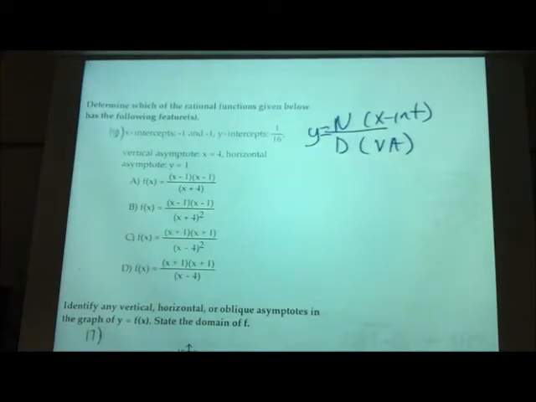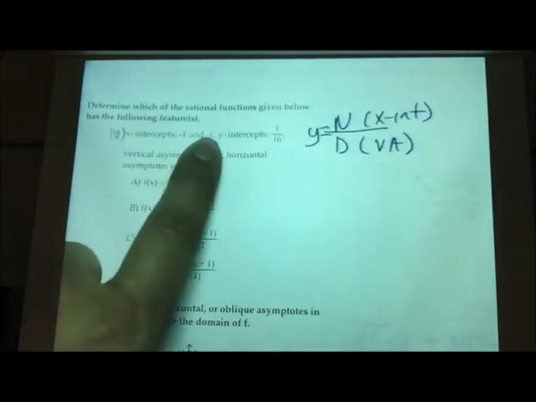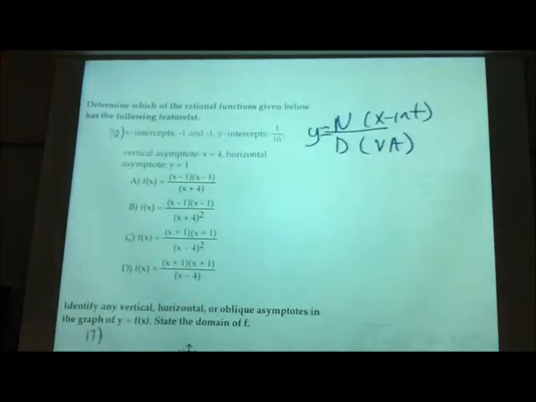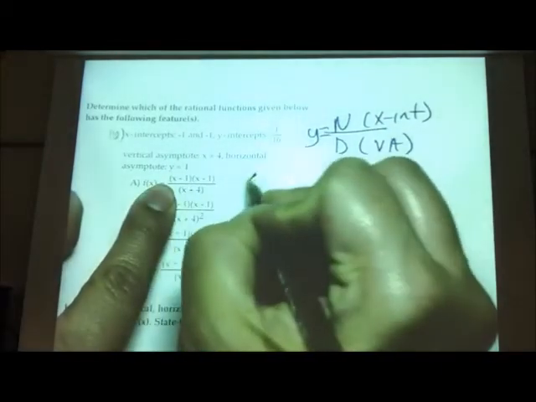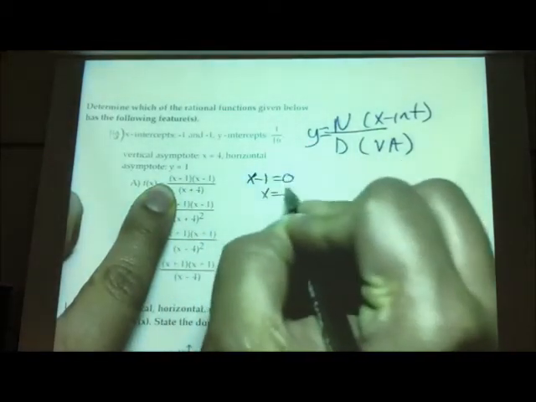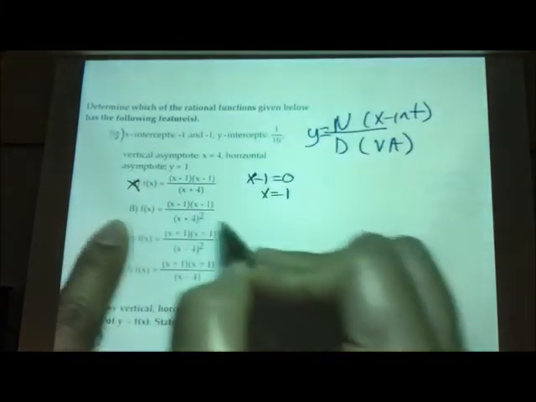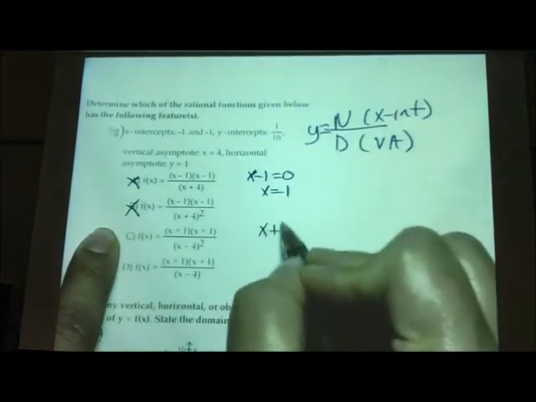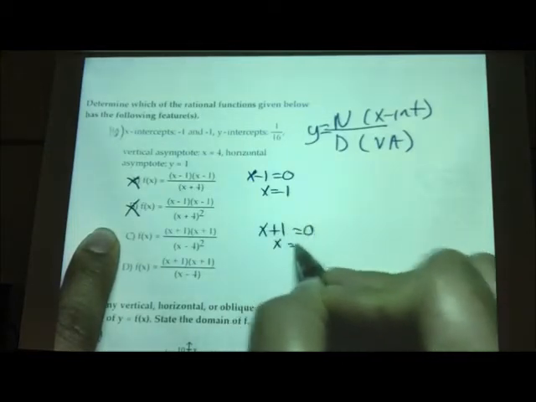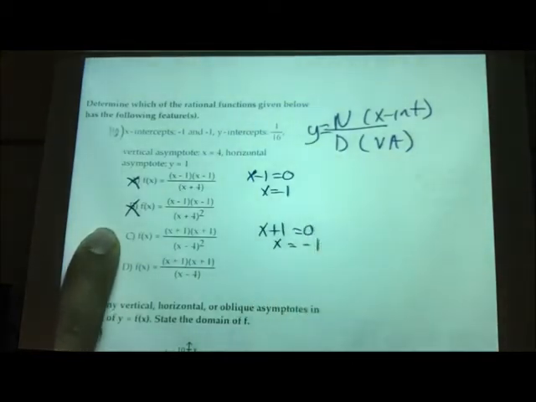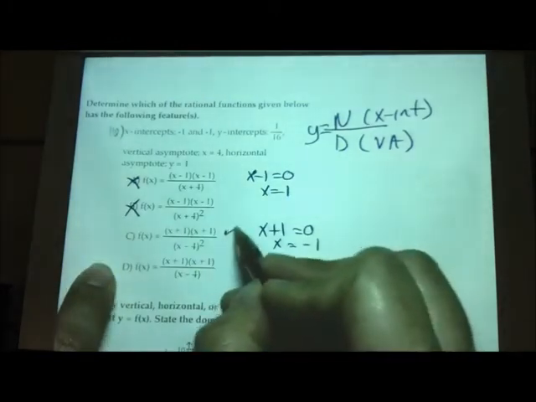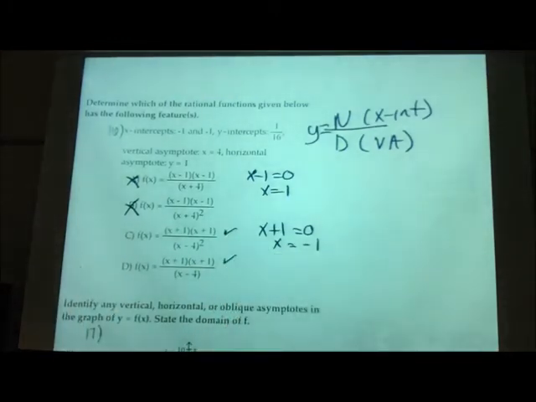So when I look at this and I'm looking for an x-intercept of a negative 1, in order for my answer to be a negative 1, if I have x minus 1 equal to 0, I get a positive 1. So could this be my answer? No. This one has a minus 1 also? No. If my answer is x plus 1 and I set it equal to 0, do I get a negative 1? Yes. So my answer could either be C or D according to what I see right there.